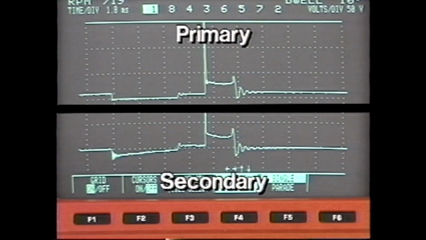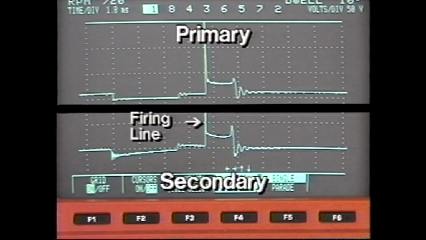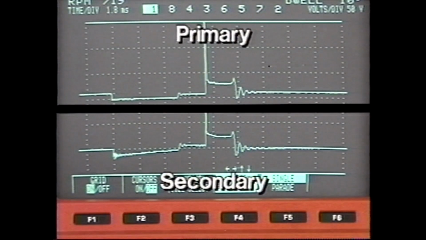The voltage spike, or firing line, displays the level of voltage that's required in the secondary circuit to overcome resistance and ionize the air-fuel mixture at the spark plug gap. When ionization occurs, voltage immediately drops because less voltage is needed to sustain the spark. This ends what's called the capacitive phase of the spark.